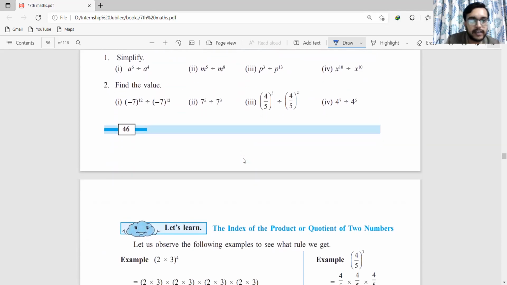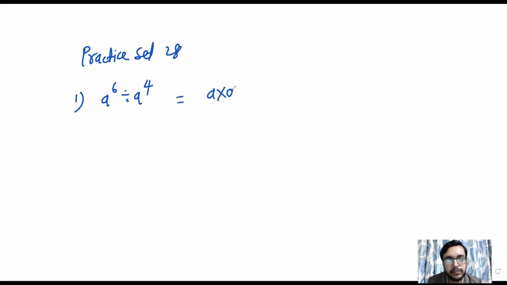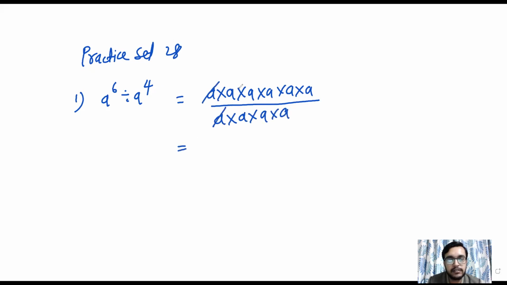Okay, now let's try to solve this example first. Simplify. Practice set 28. First, a raised to power 6 divided by a raised to power 4. It can be written as a into a into a into a into a into a, 6 times, divided by a into a into a into a. Cancelling 1, 2, that is a square, right?